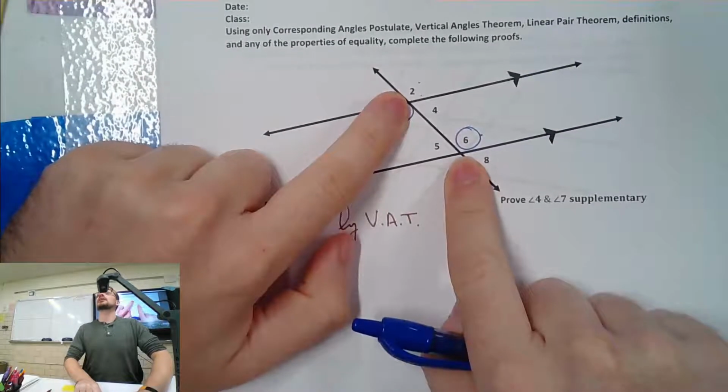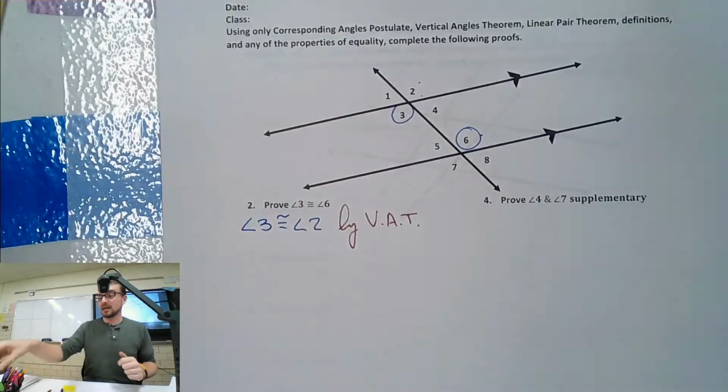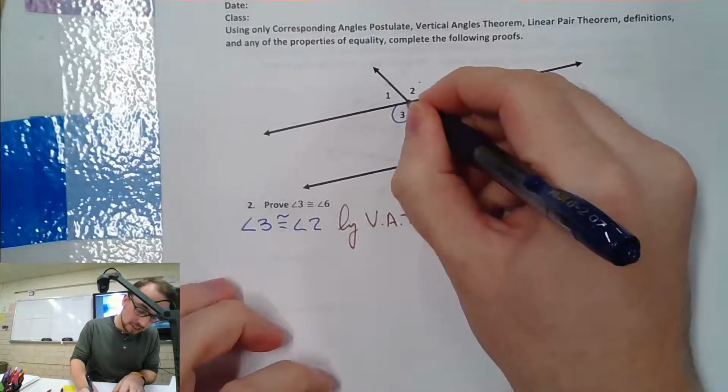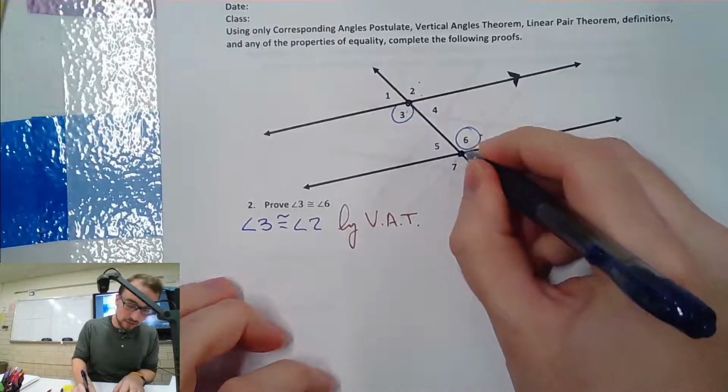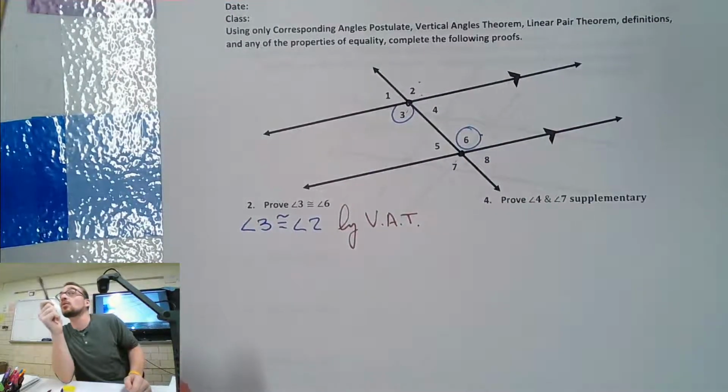Because they're corresponding, aren't they? Corresponding angles. Remember, what are corresponding angles? Well, if you look at the intersection, top right corner is going to be the same as the top right corner of the other intersection. But that's only true if the lines are parallel.